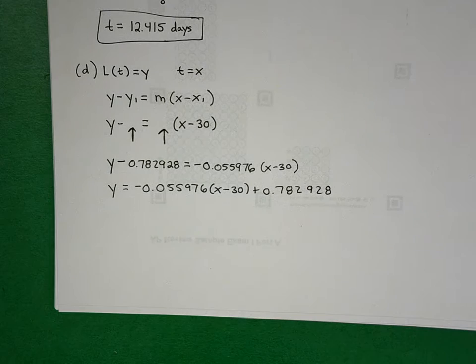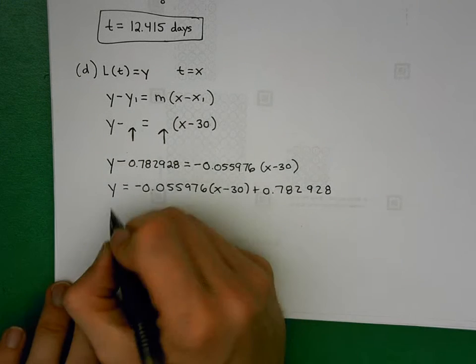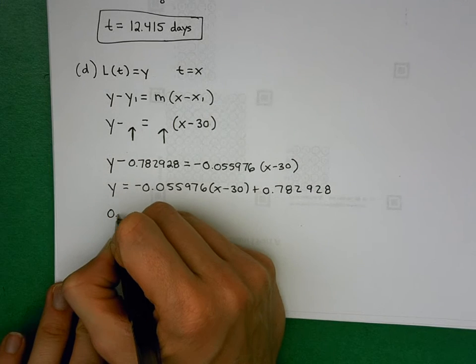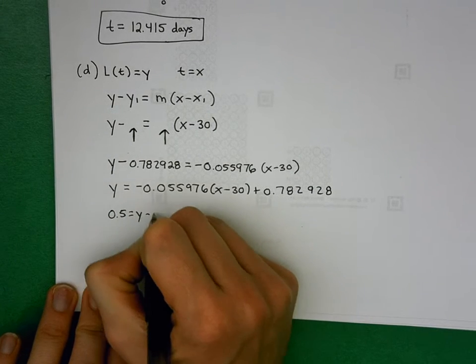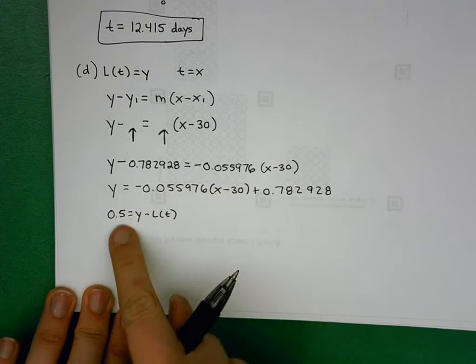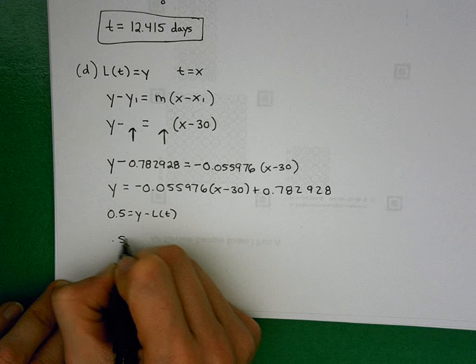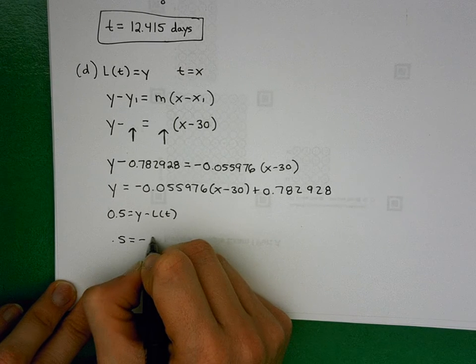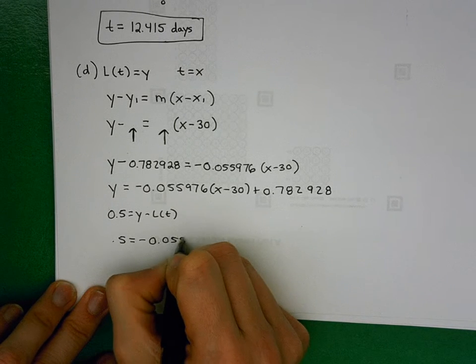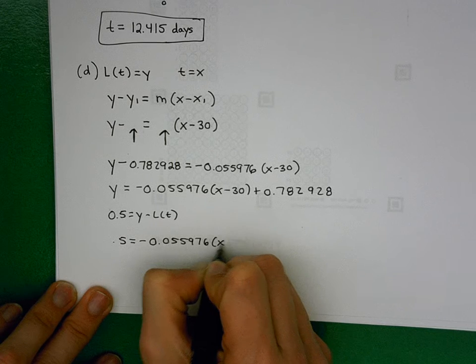Okay. And now we're going to use it. Remember what we said. Our 0.5 here is our y, or our L of t, so we're going to be plugging this in to here, not to here. So we're going to do 0.5 equals our negative 0.055976.